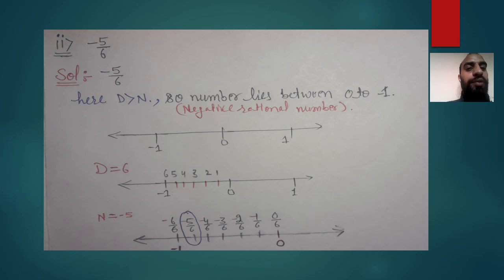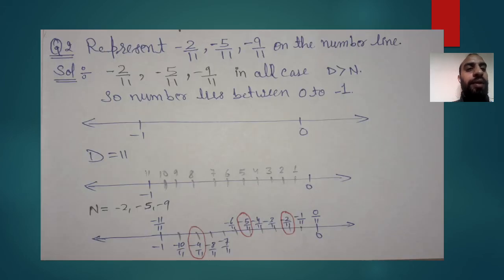In the same series, we will take one more question. It is your question number 2. Represent minus 2 upon 11, minus 5 upon 11 and minus 9 upon 11 on a number line. You can see minus 2 upon 11, minus 5 upon 11 and minus 9 upon 11.